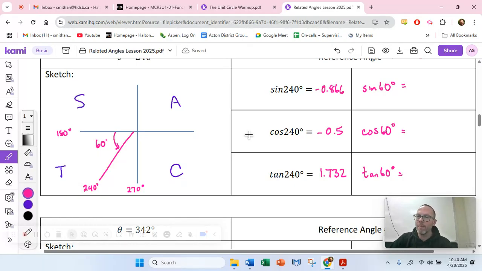And we should see the exact same numbers, but all positive for cosine, sine, and tan. If it didn't work out that way, then you messed up, because this works all the time. All right, 342 is in that final quadrant, and then I will talk about negative angles with you guys.